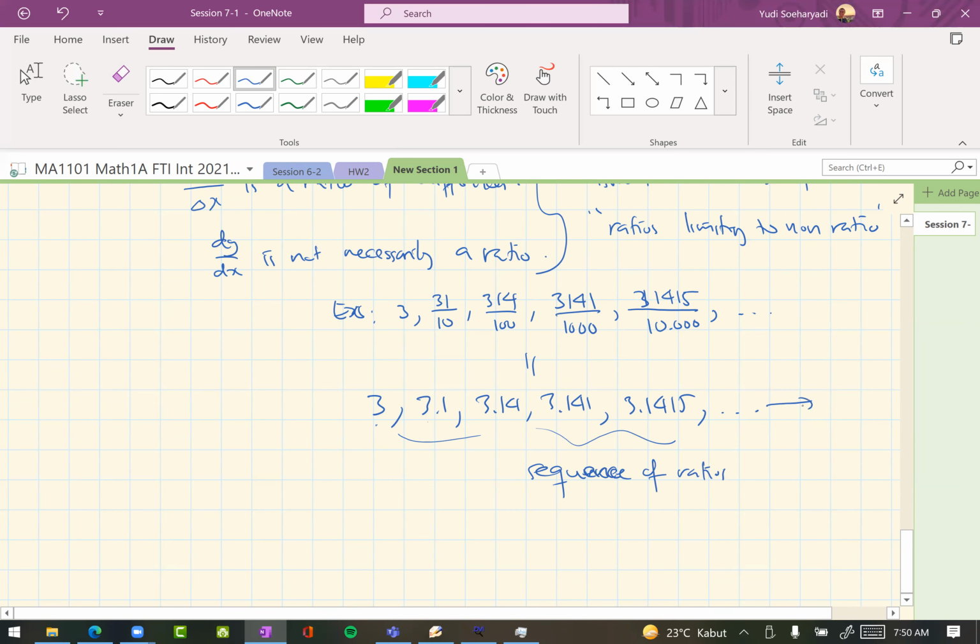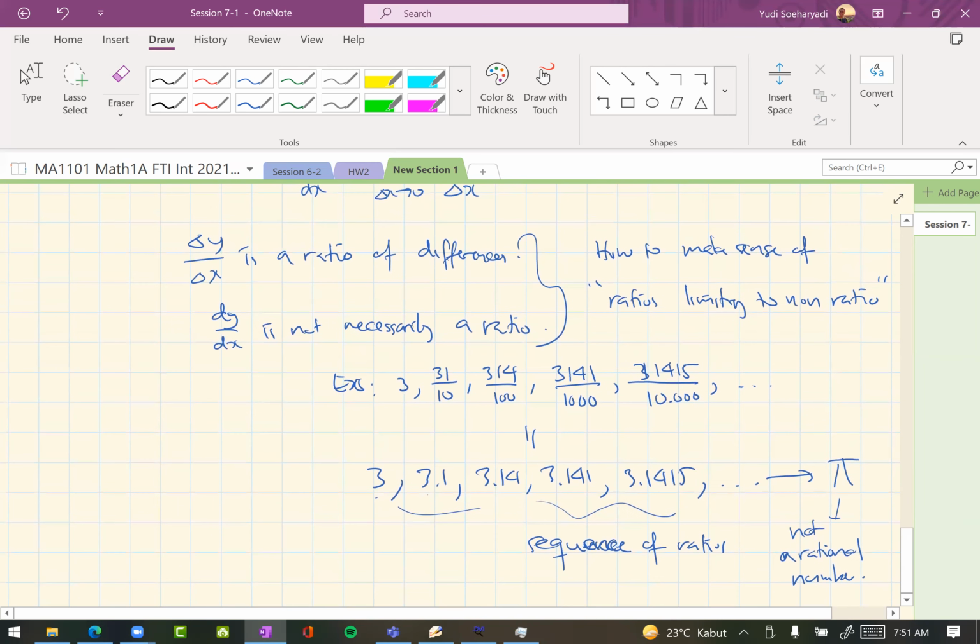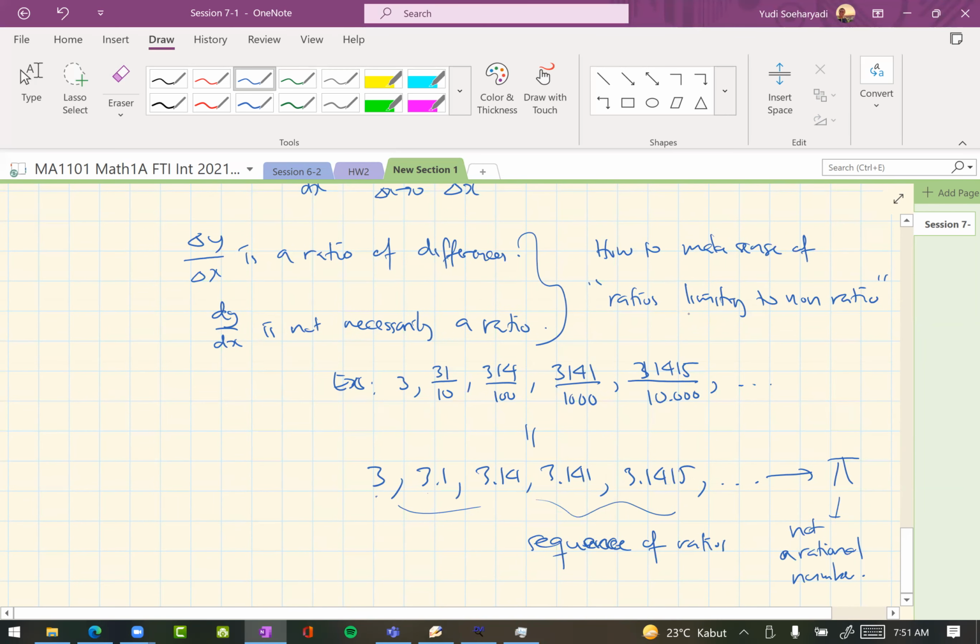But this we foresee is going to pi, while we know that pi is not a ratio. Pi is not a rational number. Okay, so this is how to make sense of ratios limiting to a non-ratio. This is an example.